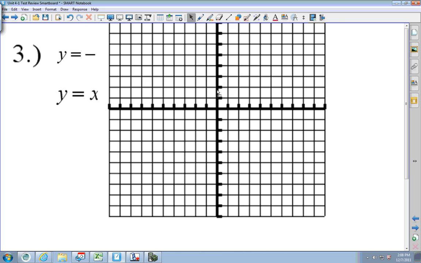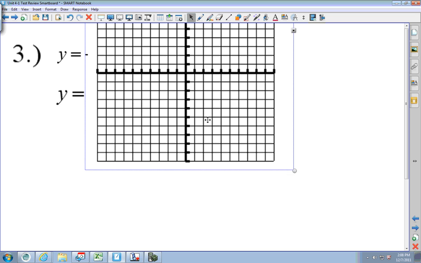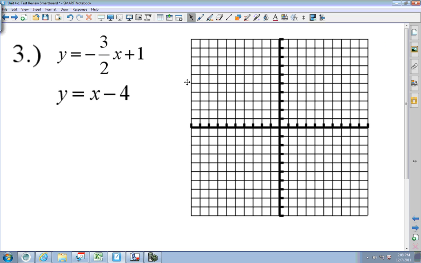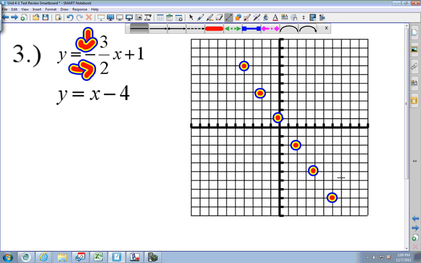Next one. Oh, gee, let me move this up here. There we go. Now we can see it all. Okay, I'm going to plot my y-intercept at +1. This slope tells me to go down 3 to the right 2, down 1, 2, 3 to the right 1, 2. I can go backwards and go up 1, 2, 3 to the left 2. And now I'll draw my line.